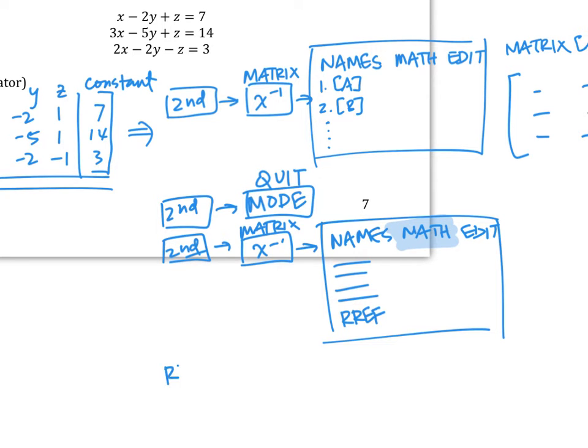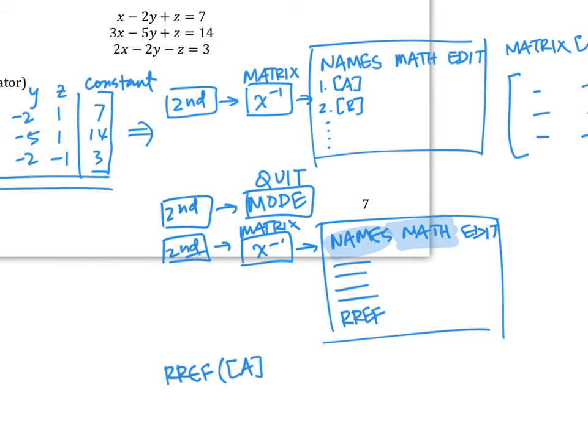And then in your main screen where you usually do calculation, it's going to say RREF. And then I believe there is an open parenthesis. And then you're going to do this one more time. You go to second matrix, and this time you're going to go to names, because now you're going to choose the matrix that you want to do RREF on. So this time you go to names, and you stored your matrix in matrix A, so you're going to leave your cursor on A and then press enter.